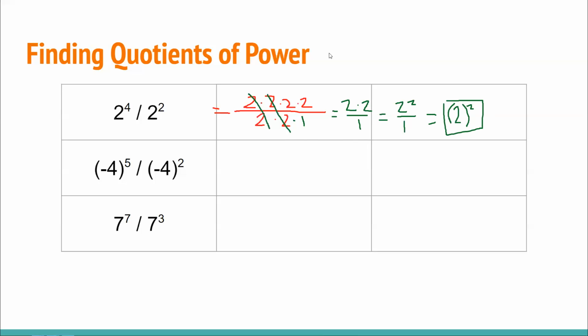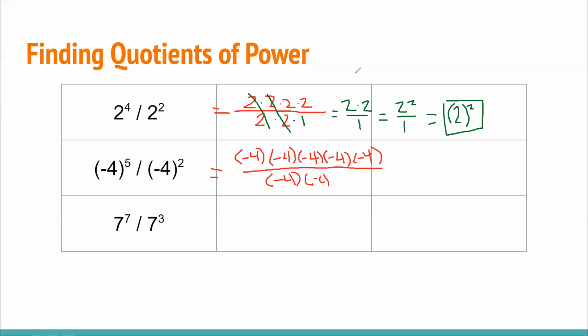Going on to number 2, again, we're going to do the same exact thing. So we're going to expand this out. So I've got -4 to the 5th. So that means that I'm going to write -4 5 times in my numerator. And then in my denominator, I've got -4 to the second. So I'm going to write out -4 2 times.